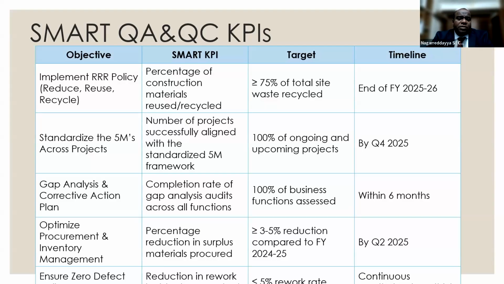Set the KPIs, key performance indicators, like implementing the triple R policy: reduce, reuse, recycle, and standardized 5M approaches across the project: manpower management, materials, machinery, methods, and measurement of quality, cost optimization, timely delivery. Gap analysis: at regular audits, we have to do gap analysis and take improvement actions, optimize procurement and inventory management, and ensure zero defects.